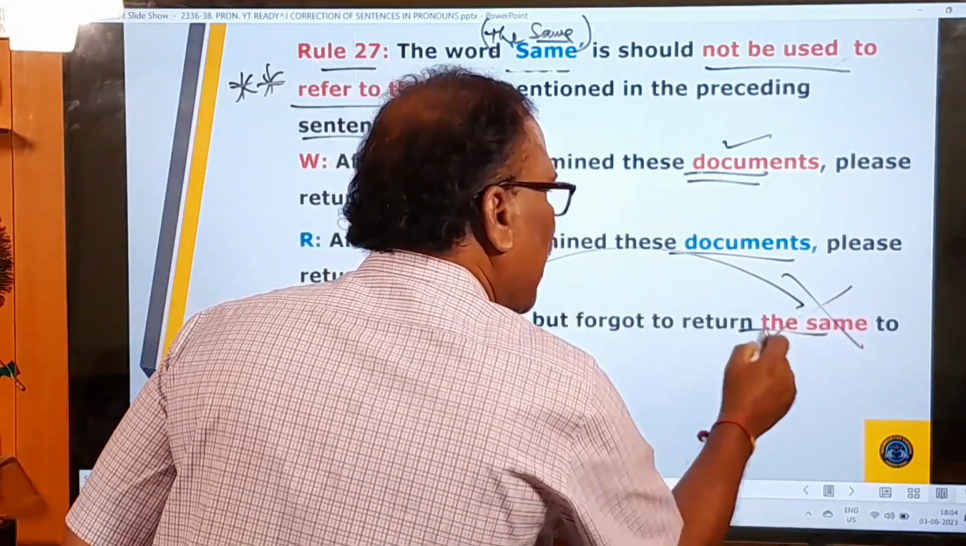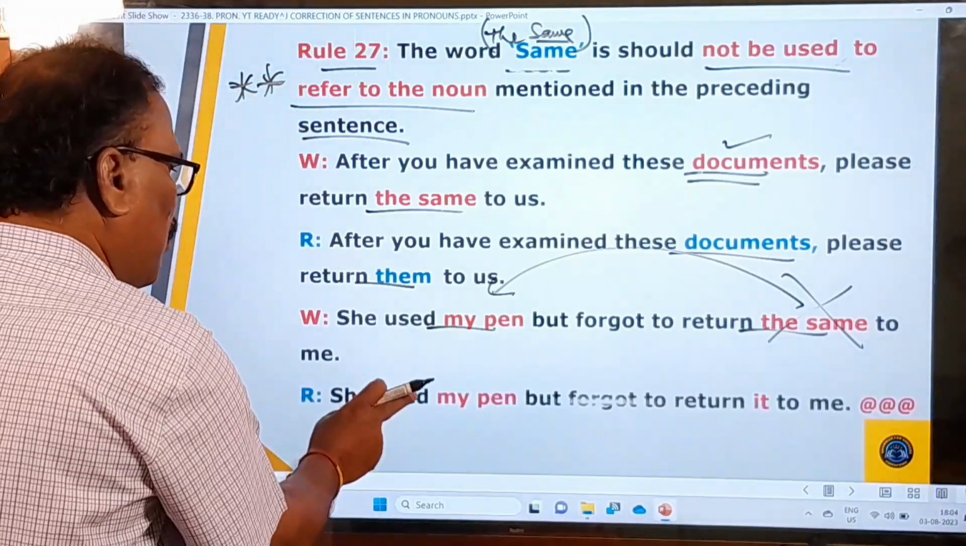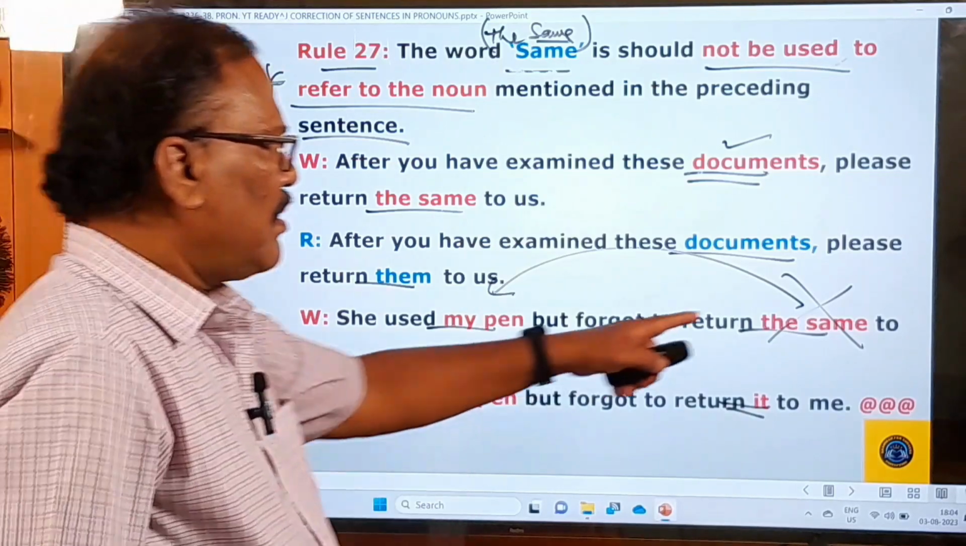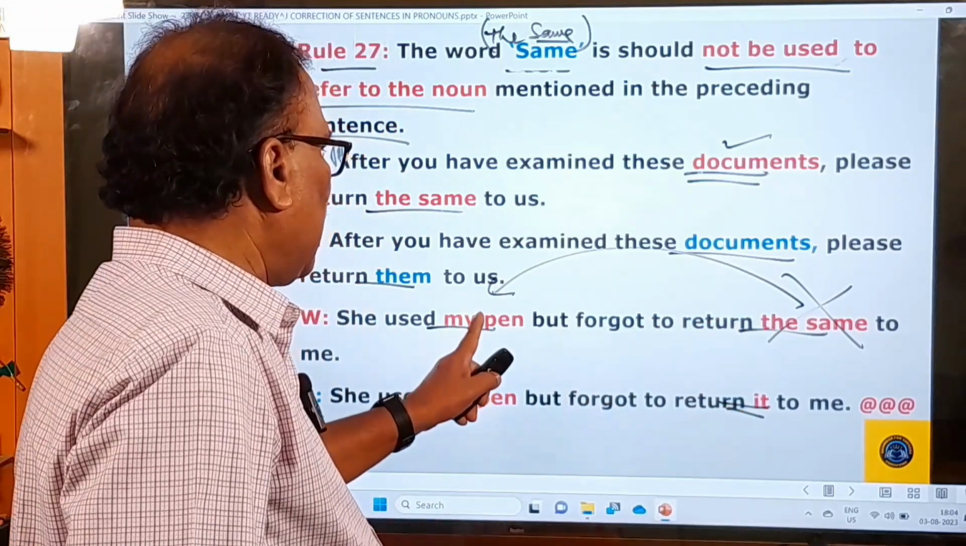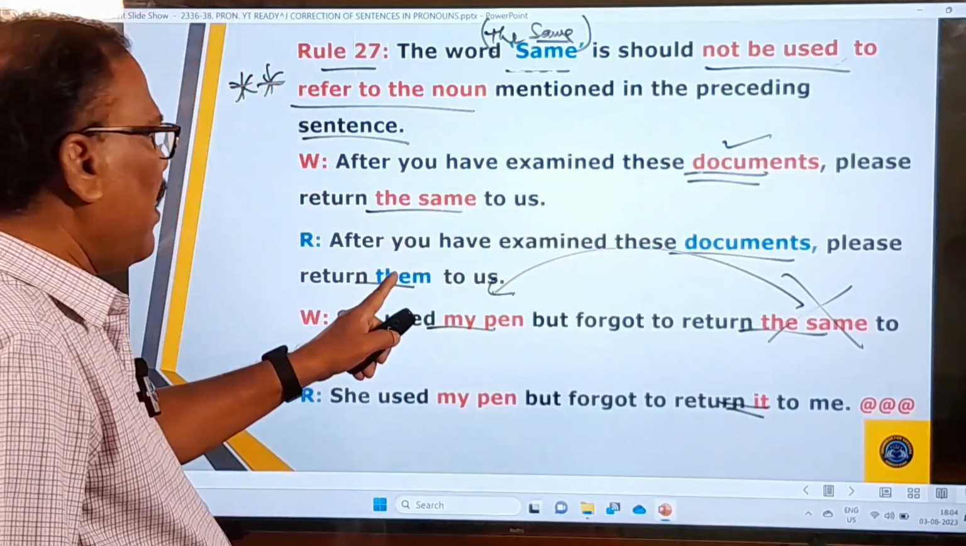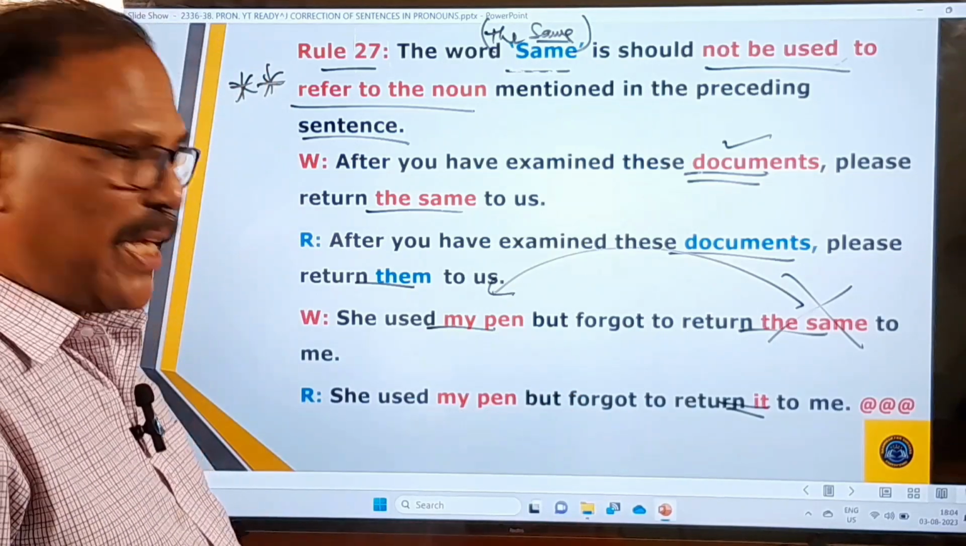But this kind of usage is not correct. Okay. What should you say then? She used my pen but forgot to return it. The thing is singular, that's why you have to use "it." If the thing is plural, you use "them" here. Plural, "them"; singular, "it"; whatever it is, but don't use the word "same" like that.